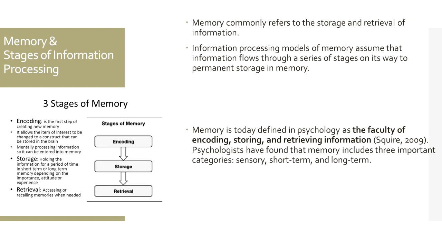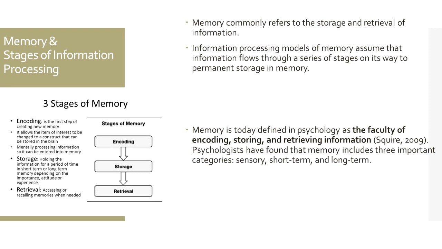Encoding is the first step of creating new memory. This is when we start to learn something, read something. It allows the item of interest to be changed to a construct that can be stored in the brain, mentally processing information so it can be entered into memory.